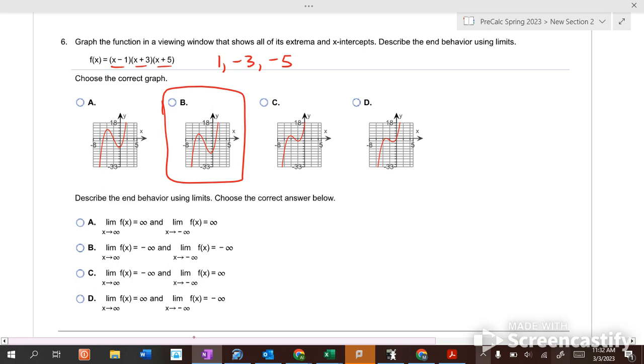Since the leading coefficient is positive, there's not a negative in front, it's going to start down and end up. As you go to the right towards infinity, it'll go up to infinity. As you go towards negative infinity, it'll go down to negative infinity. So as you go left, it goes down. As you go right, it goes up.